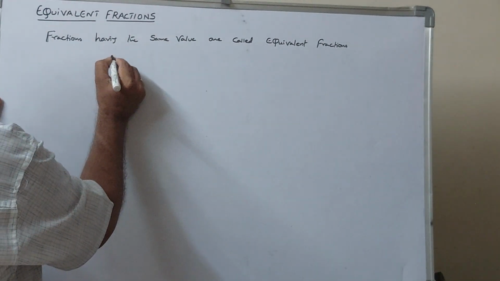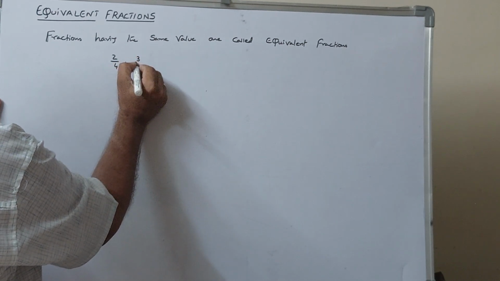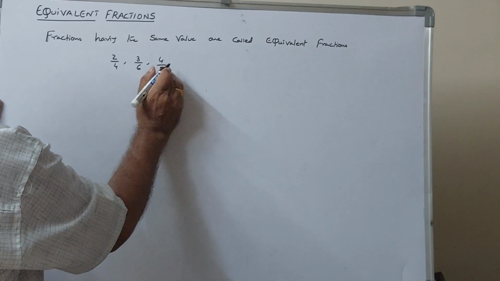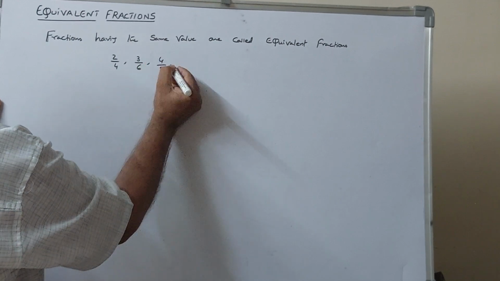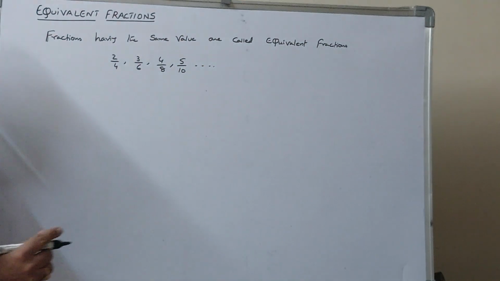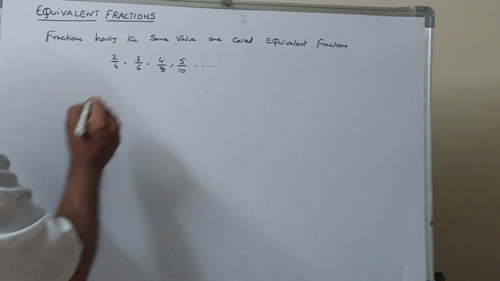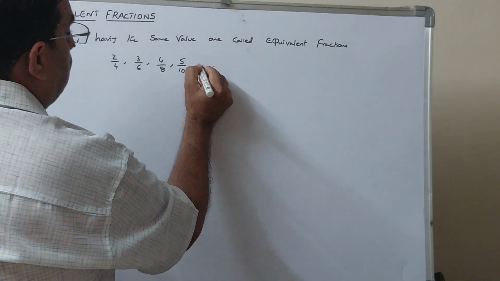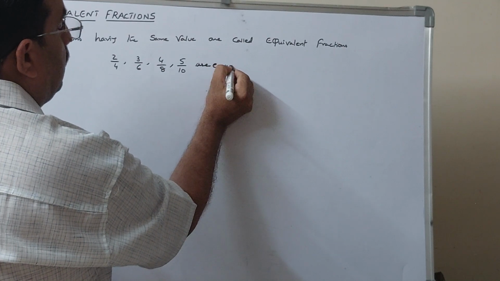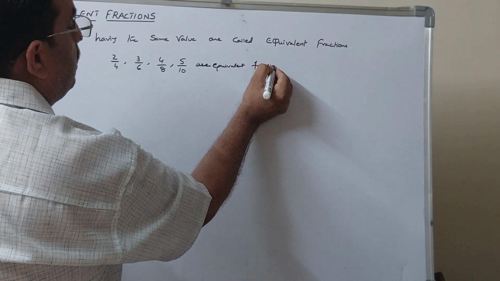If you see an example, 2 by 4, 3 by 6, 4 by 8, 5 by 10, and so on, they're all equivalent fractions. How will you tell it is an equivalent fraction?